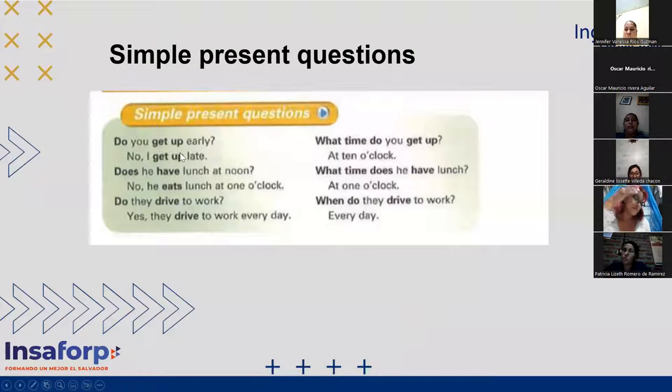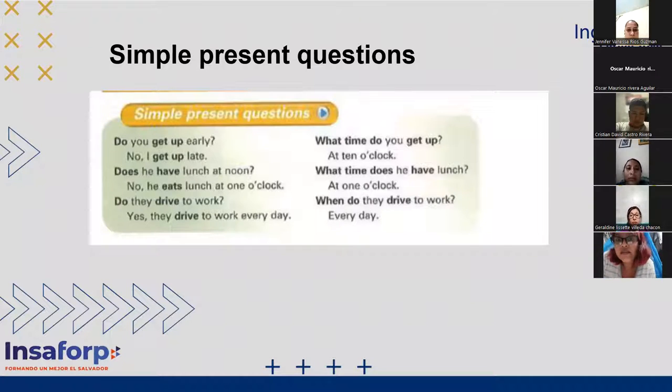Okay, here we have more examples. Who wants to read them? ¿Quién quiere ayudarme a leerlo? And do you get up early? No, I get up late. Does he have lunch at noon? No, he eats lunch at 1 o'clock. Do they drive to work? Yes, they drive to work every day. Very good, Jenny. Thank you.